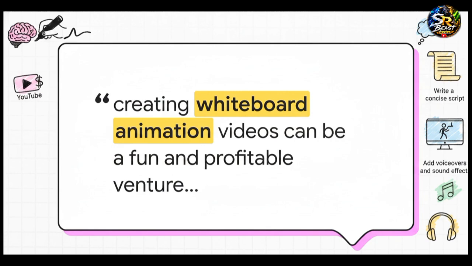And this brilliantly illustrates just how capable that AI really is. It generated this actual script from that one simple prompt. Creating whiteboard animation videos can be a fun and profitable venture on YouTube. Here's how to get started. It actually goes on to structure the content so logically, advising the viewer to choose a topic, write a concise script, use software to bring it to life, and then add complementary voiceovers and sound effects.